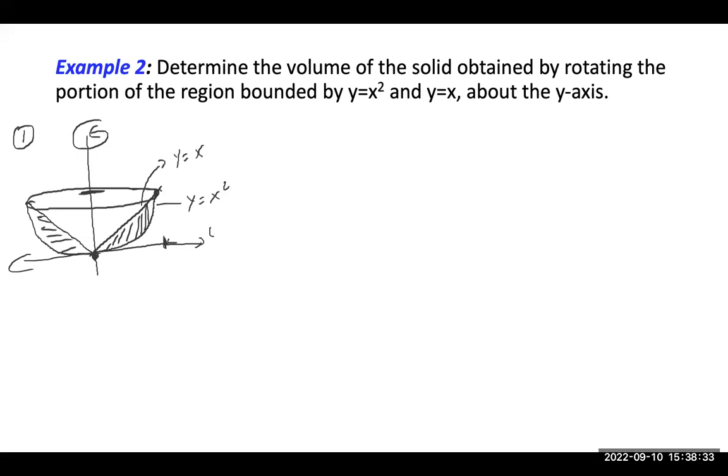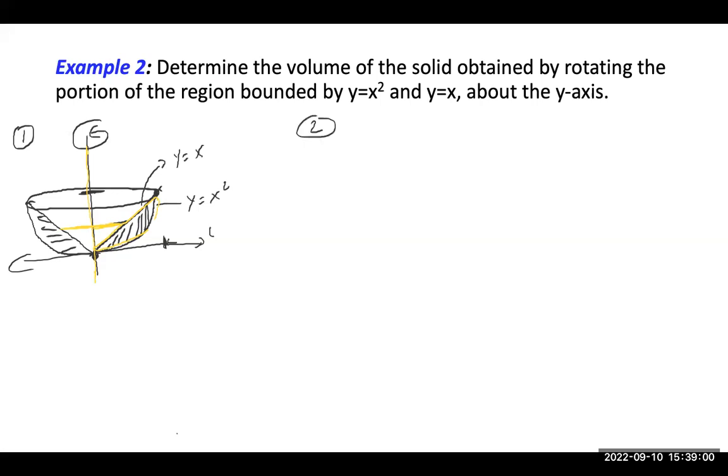The way you can tell if you're using the disk method or the washer method, look at your region and look at the axis of revolution. If there's an empty space between your region, so here's my region in black, and the axis of revolution right here, because there's an empty space, that means we're using the washer method, meaning that we have to figure out the outer radius minus the inner radius.